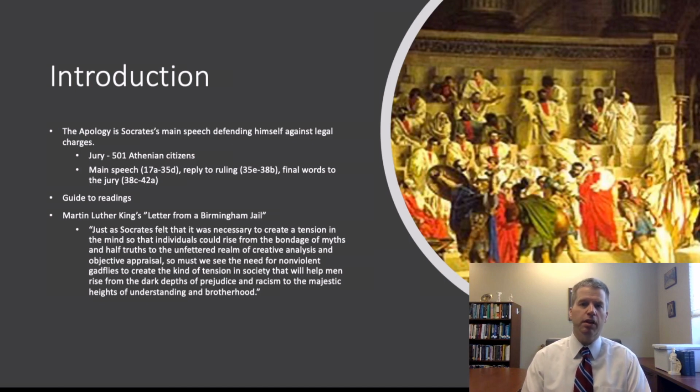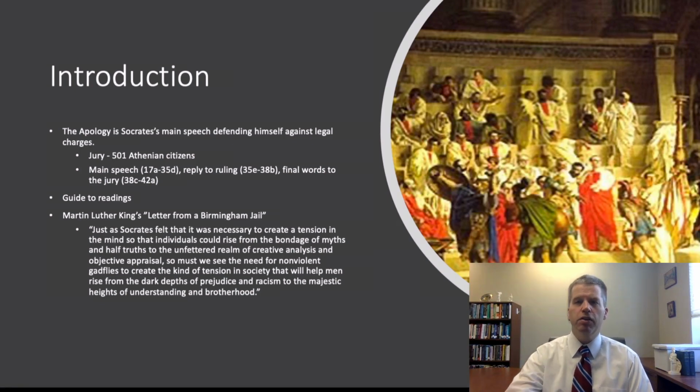Here is one passage where Martin Luther King reminds the readers about what Socrates did, especially in the presentation of the Apology. He writes: just as Socrates felt it necessary to create a tension in the mind so that individuals could rise from the bondage of myths and half-truths to the unfettered realm of creative analysis and objective proposal, so must we see the need for non-violent gadflies to create the kind of tension in society that will help men rise from the dark depths of prejudice and racism to the majestic heights of understanding and brotherhood. As we begin our study of the Apology, I hope these words will also be true for you.